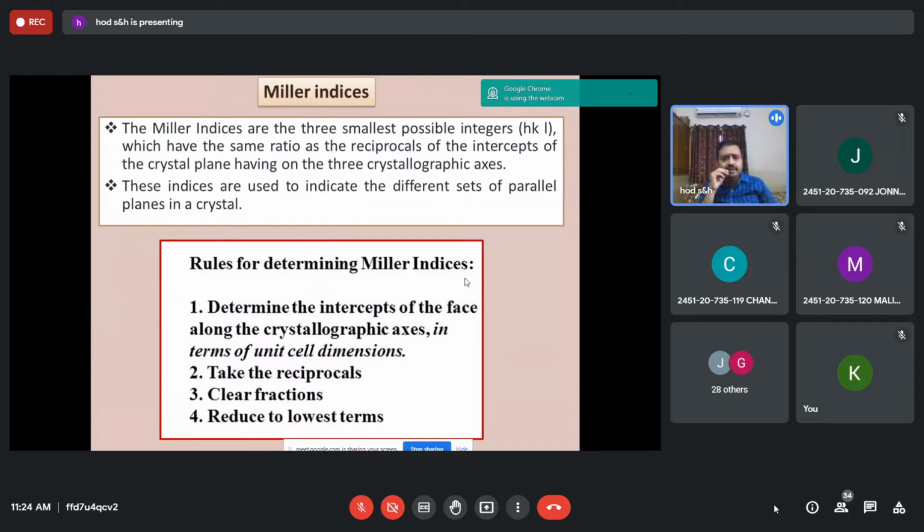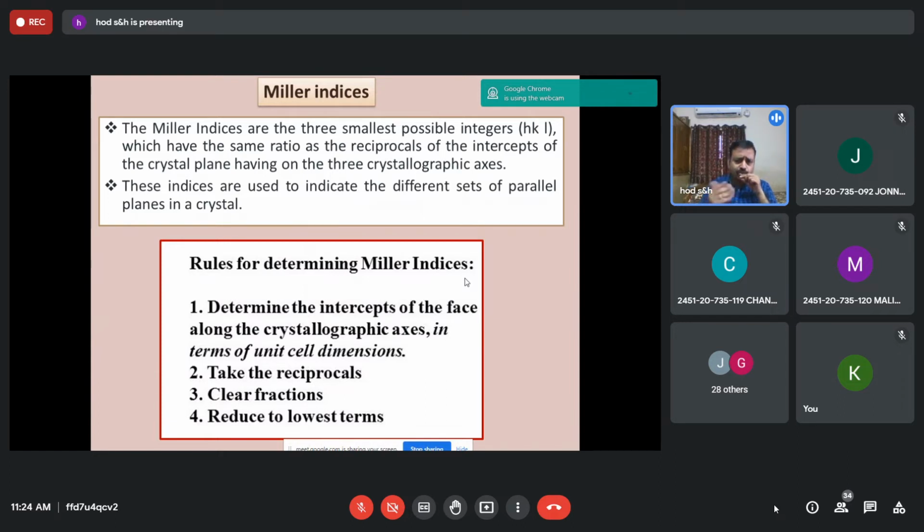He introduced 3 smallest possible integers, h k l, which have the same ratio as the reciprocals of the intercepts of a crystal plane on the crystallographic axes. So this definition you should learn by heart. Miller indices are the smallest possible integers which have the same ratio as the reciprocals of the intercepts made by a plane on the 3 axes.